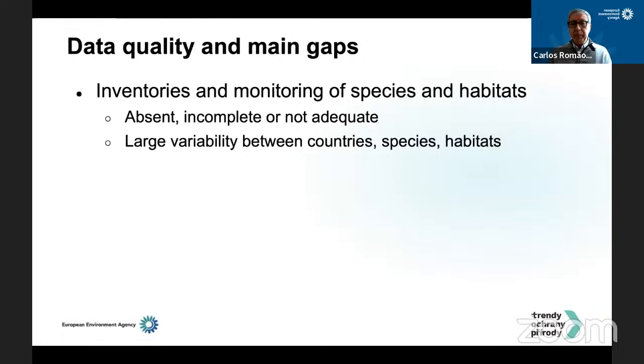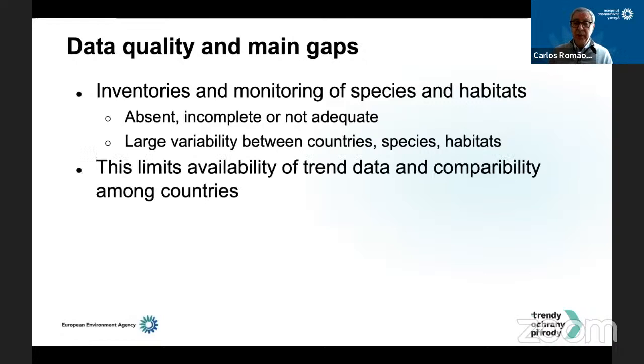Another aspect, of course, is that the worse the data is, the more problems we have in terms of comparing it or giving European overviews to compare countries. I will show some numbers, but we have a lot of data missing in terms of trends, which in terms of policy making, that's normally what the policymakers want to know. Is it going better? Or is it going worse, the situation of the different species and habitats? And quite often, there is too much gray area to give a formal answer.